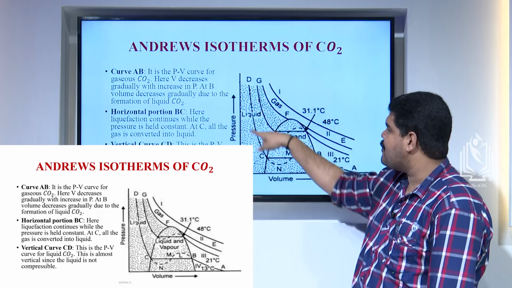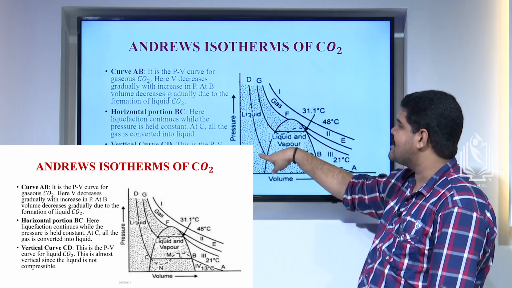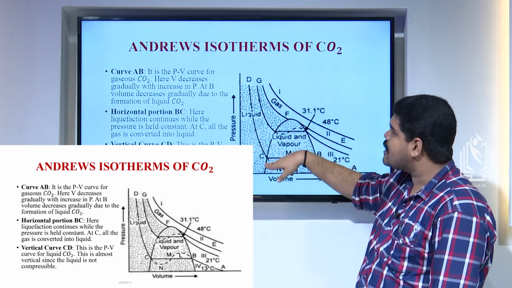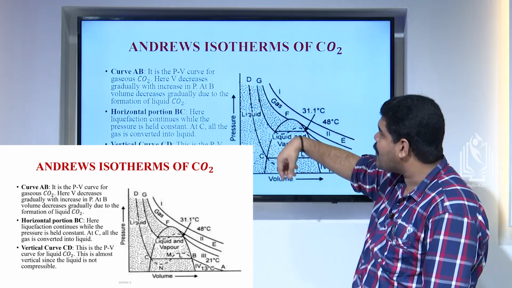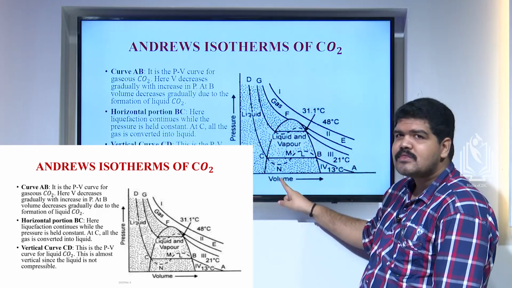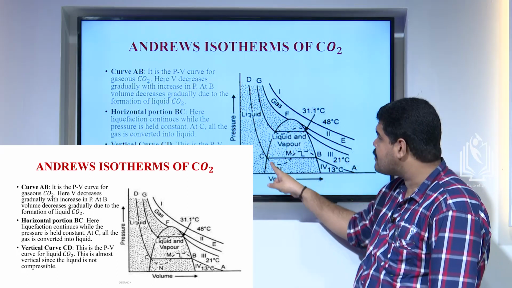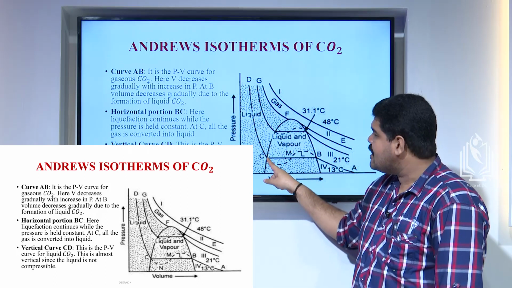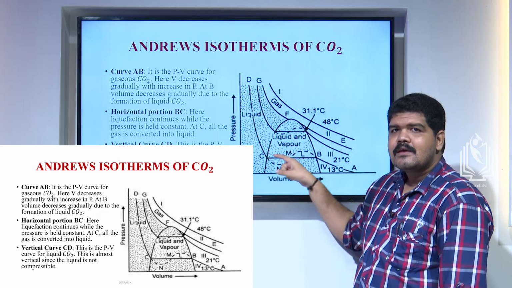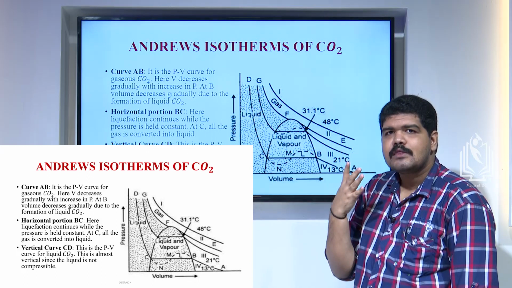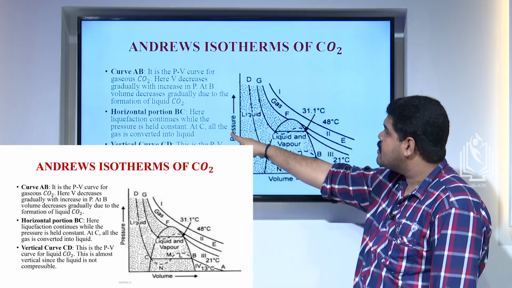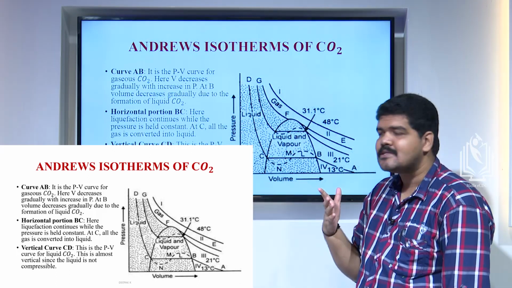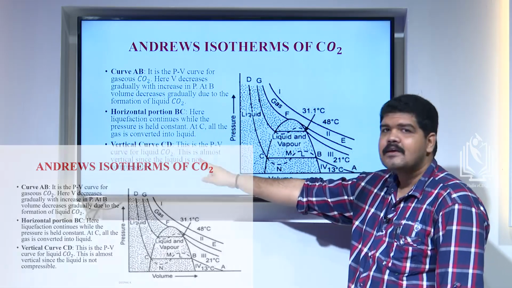And then what is happening next? At CD, the vertical curve, the pressure is actually increasing quite drastically. You are applying high pressure in that area, but is there any change in volume? There is not that much change in volume. What does that mean? That means at C you have reached the liquid phase, and compression of this liquid phase is not that easy, and that is why, as high pressure is applied, the volume change is not that much. That shows the liquid is not compressible.